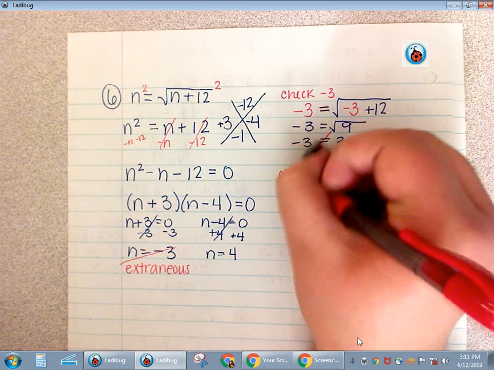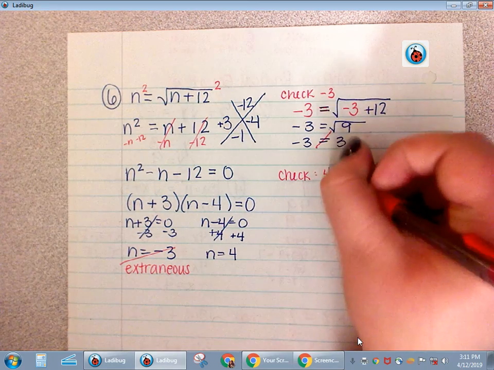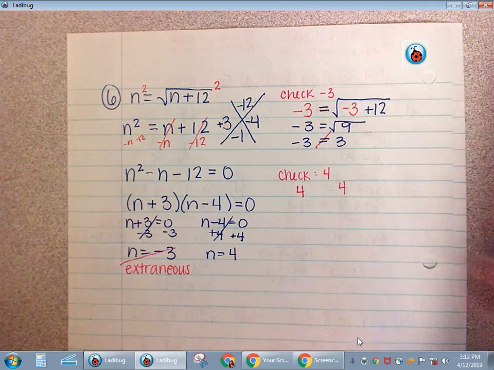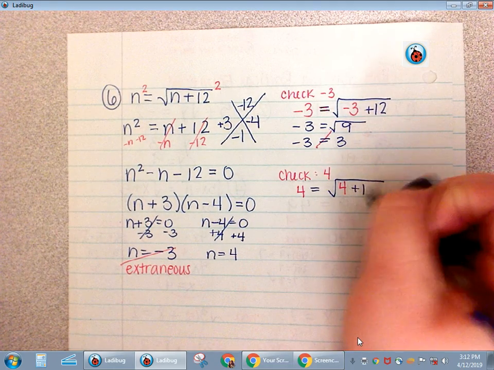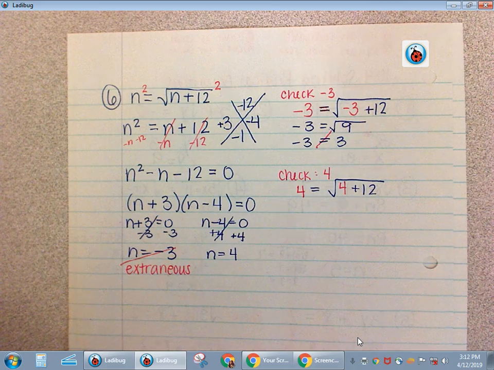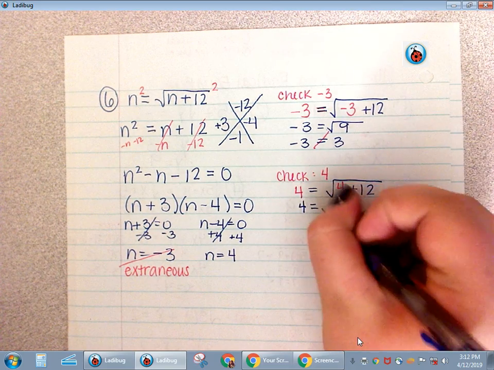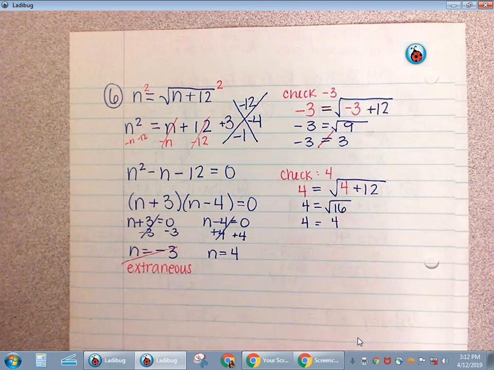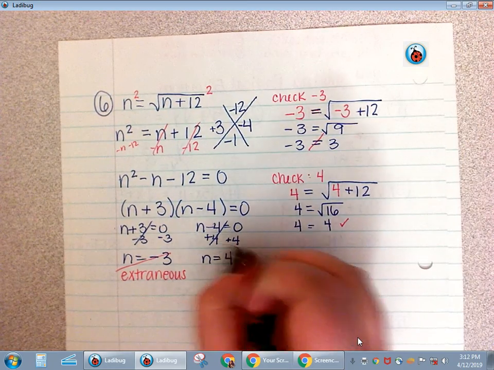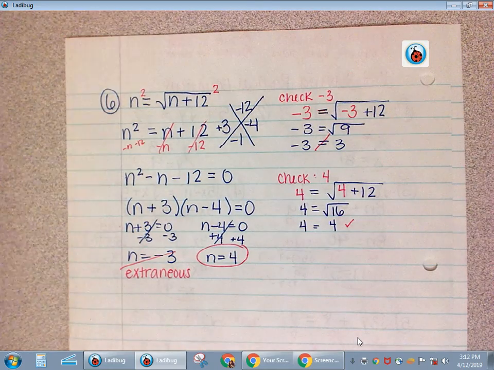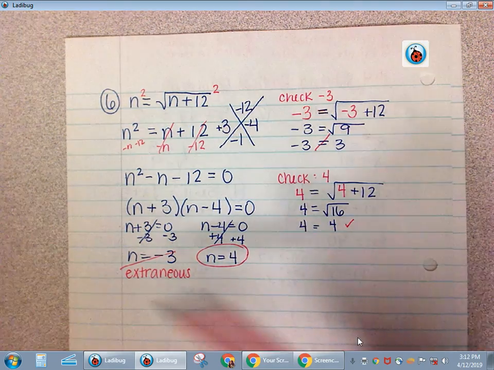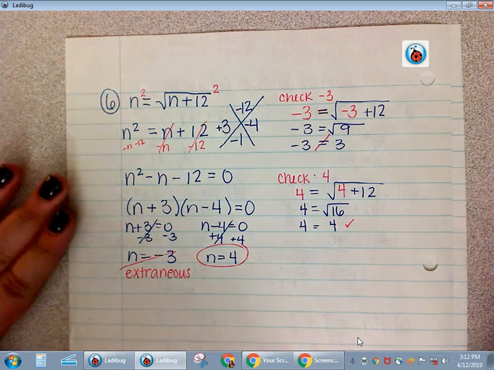Let's check the other guy. So we've got 4 equals the square root of 4 plus 12. 4 plus 12 is 16, and the 16 square rooted is 4. So 4 does equal 4. This one's good. So we only have one solution here, and we had one extra. All right, so we could get 2 solutions, and then one of them is extra.